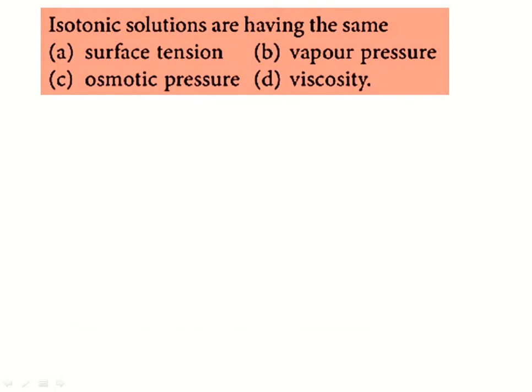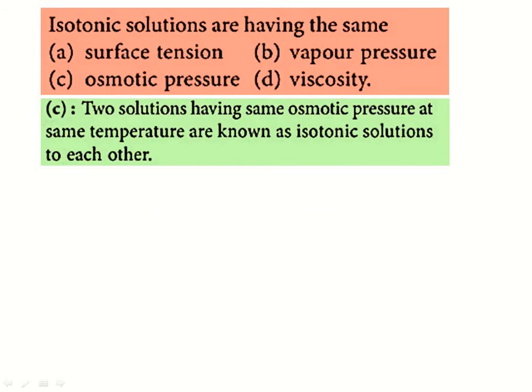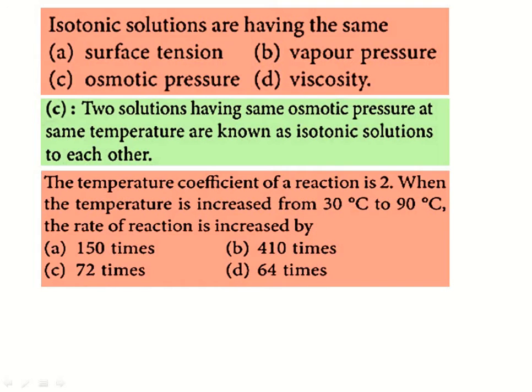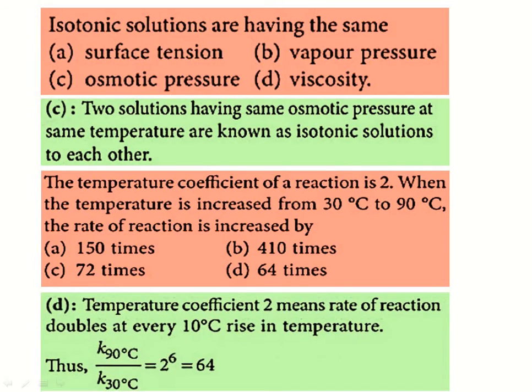Next, isotonic solutions have the same surface tension, vapor pressure, osmotic pressure, or viscosity. It's very clear that it is osmotic pressure. Next, the temperature coefficient of the reaction is 2. When the temperature is increased from 30 degrees to 90 degrees, the rate of reaction increases by how many times? It's a 6 times increase. 2 power 6 is 64. So D is the right option. K at 90 degrees by K at 30 degrees is 2 power 6.